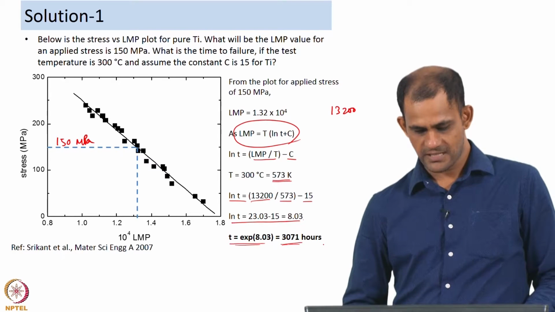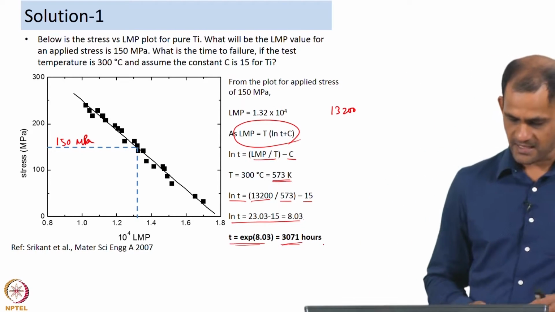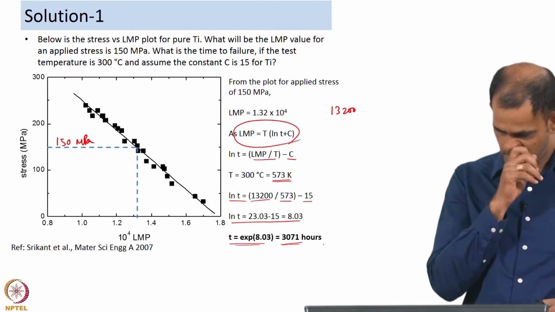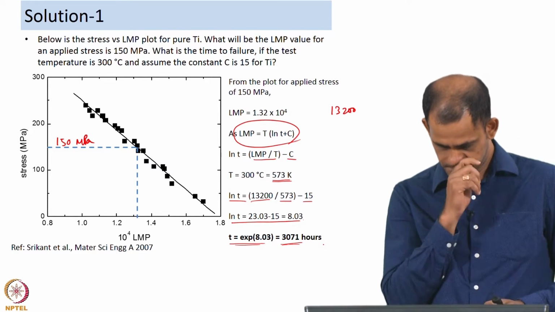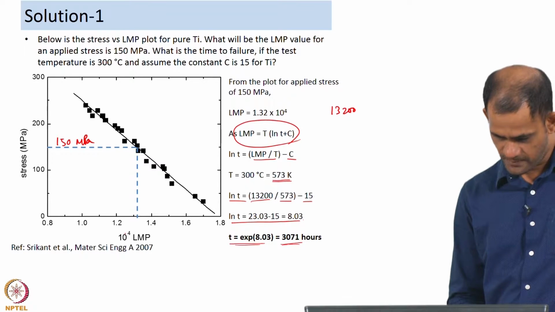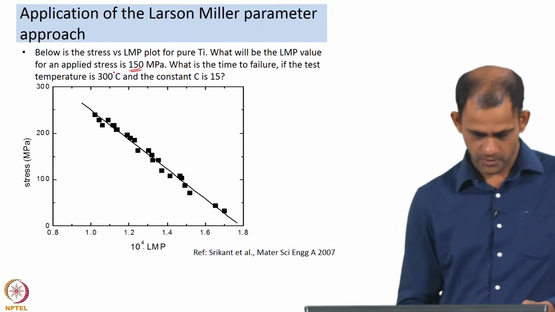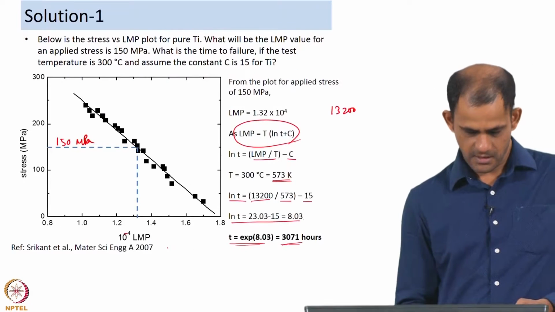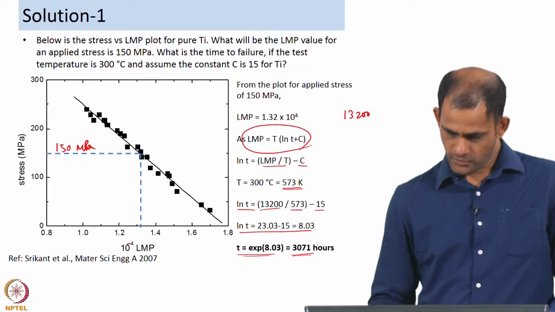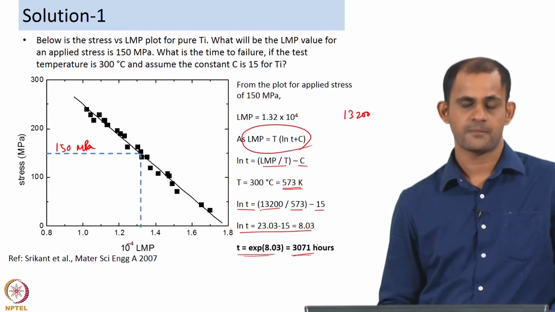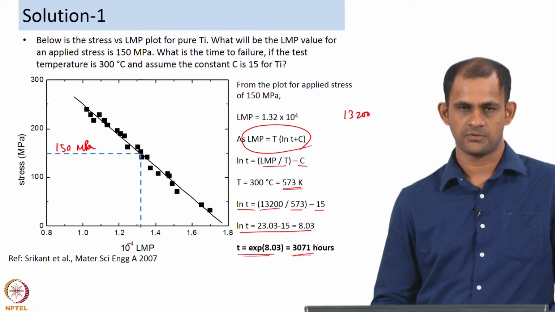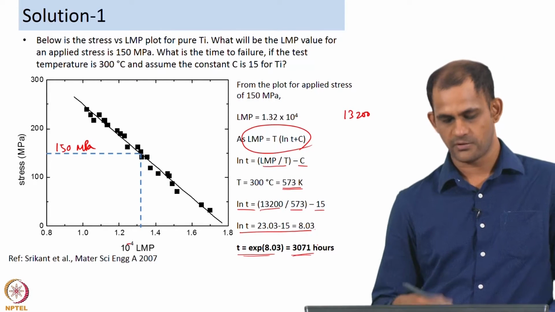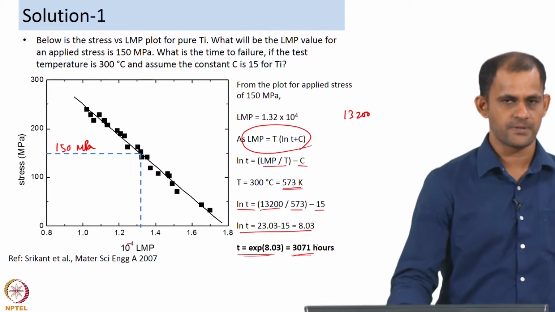So, basically what this tells you is if you have a stress versus LMP plot, you can use the information given in the plot. So, pardon me, this will be 10 to the power minus 4 in both the cases. So, you can basically use the plot for determining the performance of your component for different time and temperatures.